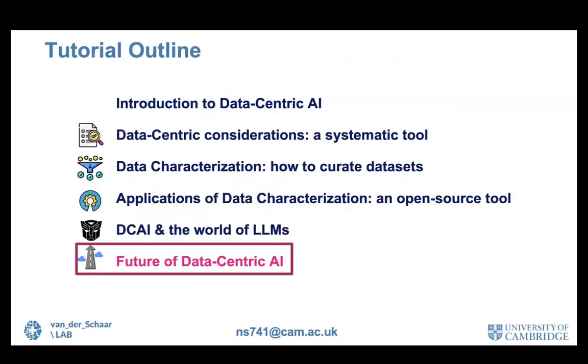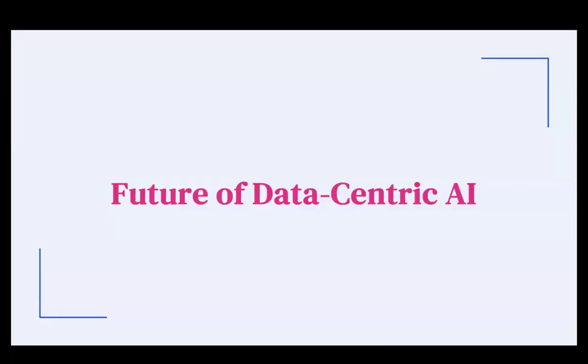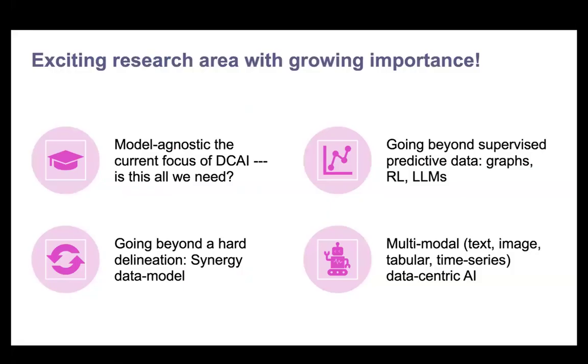Finally, I'd like to end off, and then we can jump into some Q&A, on where we see the future of data-centric AI, given this run-through. I think it's a really exciting research area to be in at this moment. There's been a lot of growing importance, as I mentioned earlier, and I think there are four main areas that are really growing, and we've seen the community starting to tap into these a lot more.